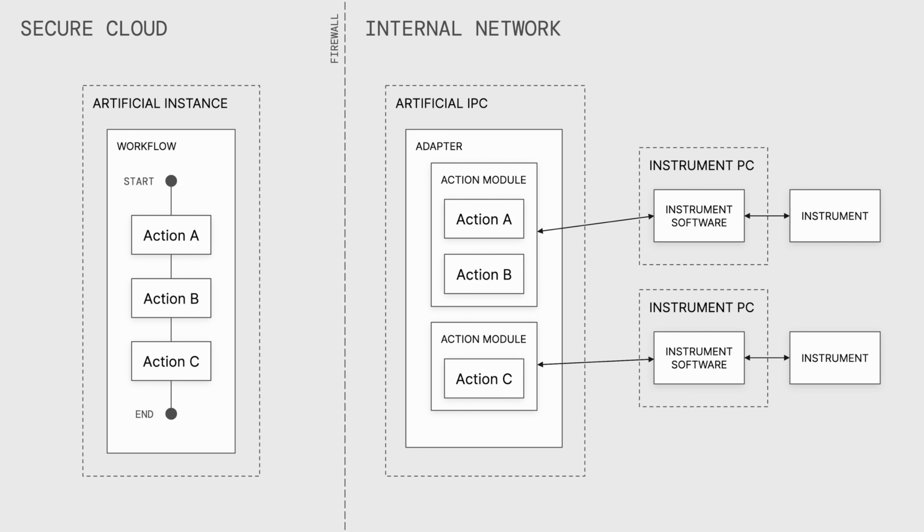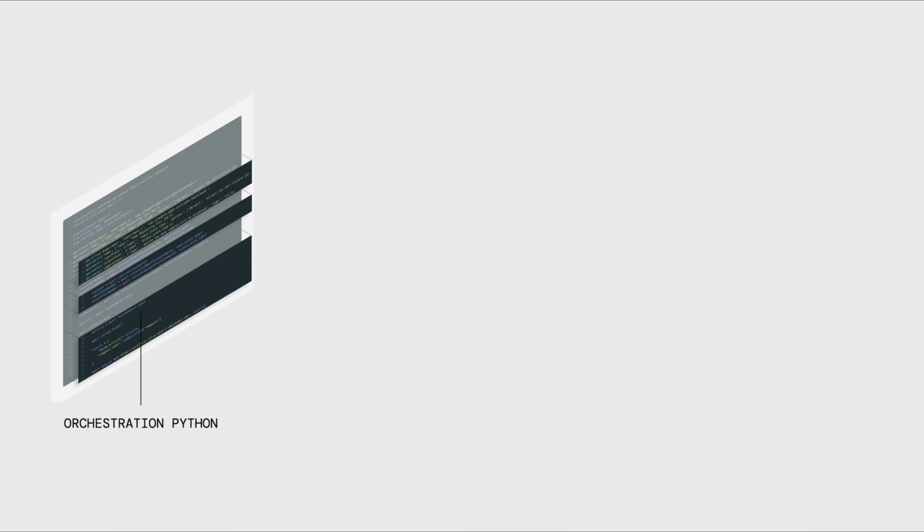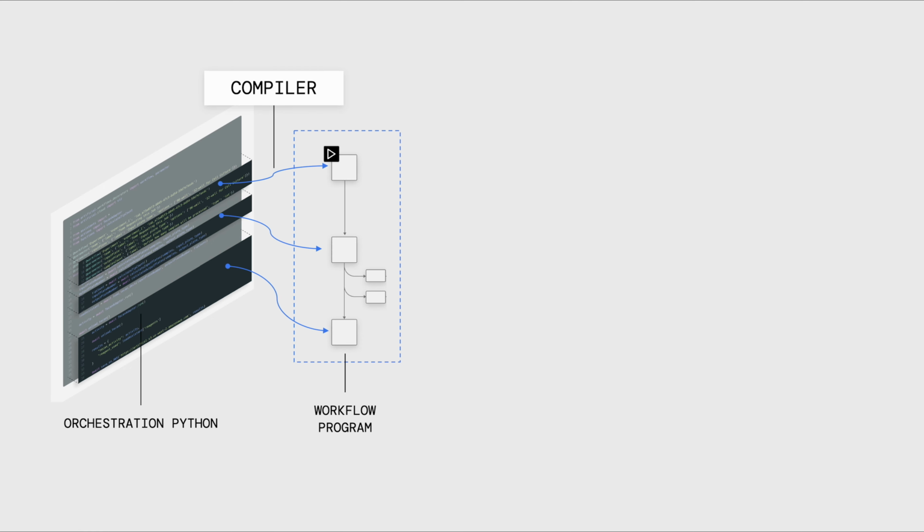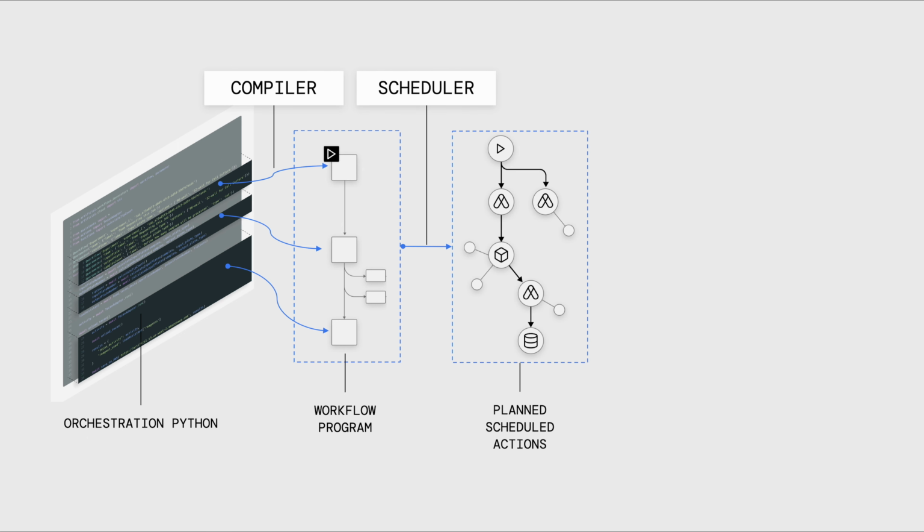Let's pause here for a moment and talk about the workflow lifecycle. Workflows are our way of defining the set of work that needs to be done across the instruments, people, and other systems in your lab. Workflows are written in a subset of Python called orchestration Python, compiled into a program graph and published up to the artificial cloud. When a workflow is run, it gets ingested by our scheduler and integrated into the overall schedule for the lab. The scheduler also monitors and updates the schedule to keep your lab running optimally.